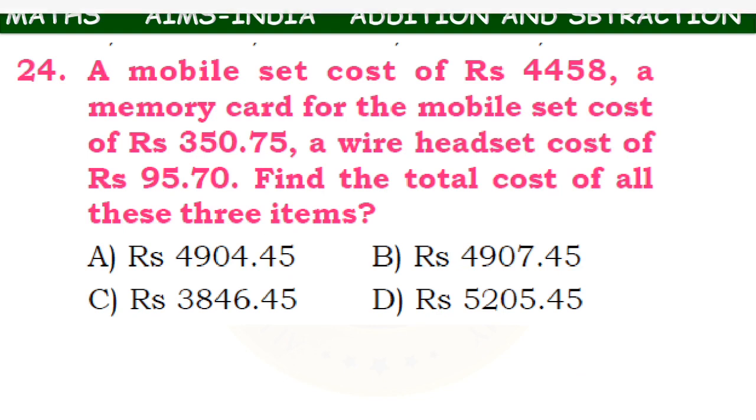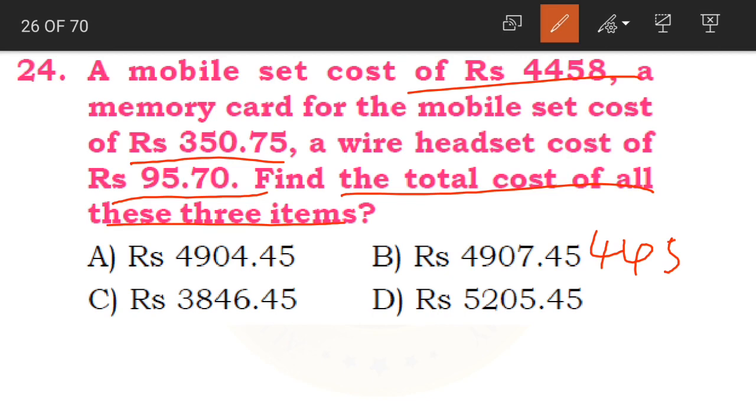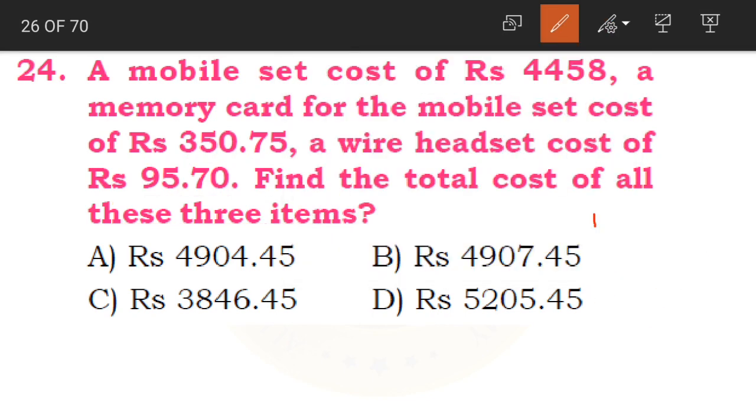Coming to question number 24. The cost of the mobile set and the memory card is given, and also a wire headset. Now what should we do? We should find the total cost of all the 3 items. Yes, children, how to do that? We need to add all these together. Yes, 4458 plus 350 plus 75.75. Sorry, let me write it neatly here.